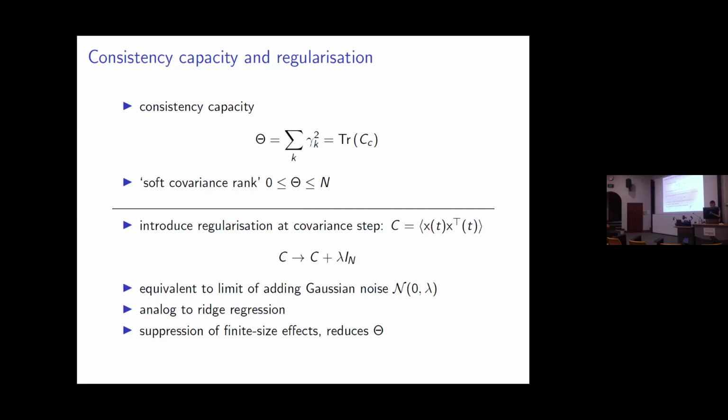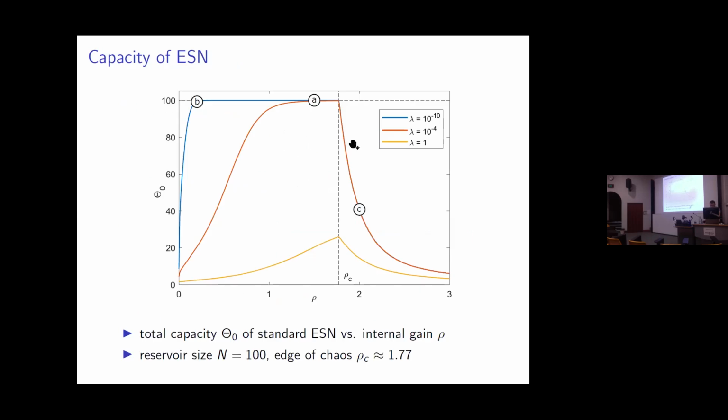And in the following, let's have a look at this. So this is how this capacity measure looks like, with one of the most important parameters, namely the internal gain of the reservoir. That means when rho is equal to 0, the reservoir is disconnected, and rho is a global prefactor of the internal weight matrix.